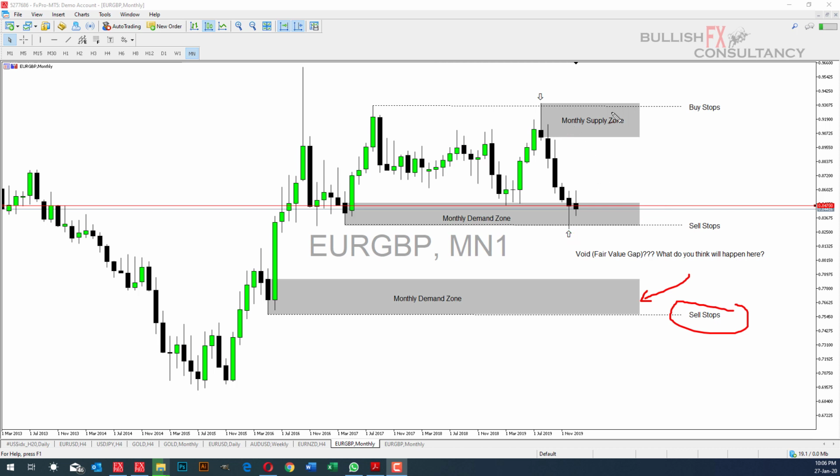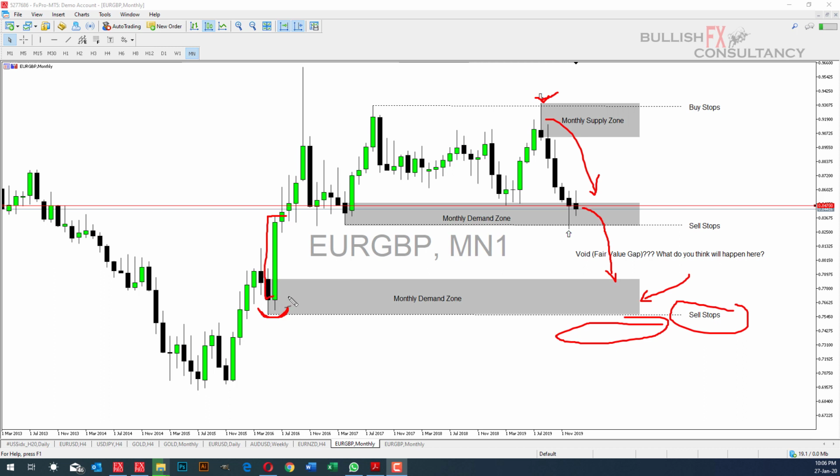Take note. Buy stops were cleared prior to this drop, right? Buy stops were cleared. Sell stops have been cleared. So we can literally say that both sides of the market have been worked out. Now, where's the next closest area of liquidity that the market can go to? Down here, which is in this zone, our monthly demand zone. So I can see market coming down here, which is also being supported by this void here.